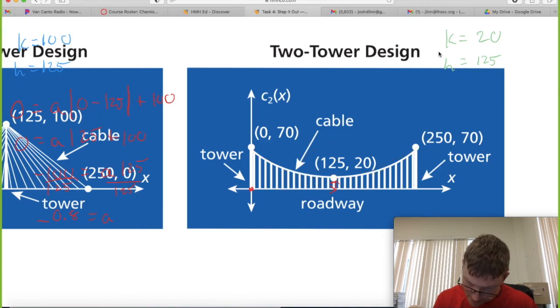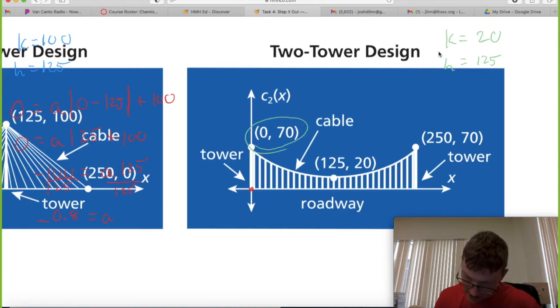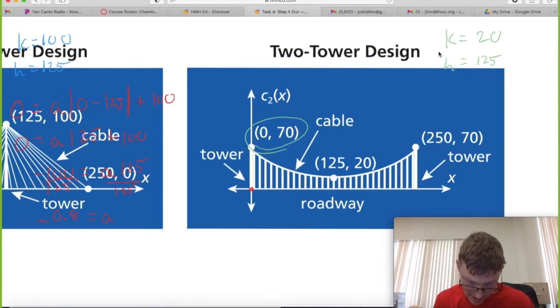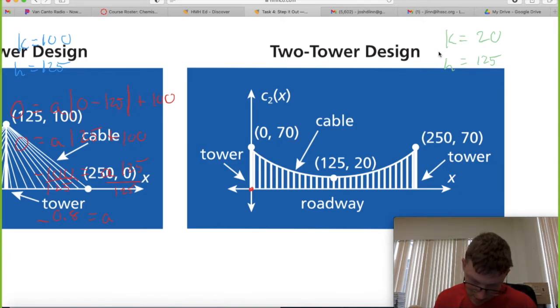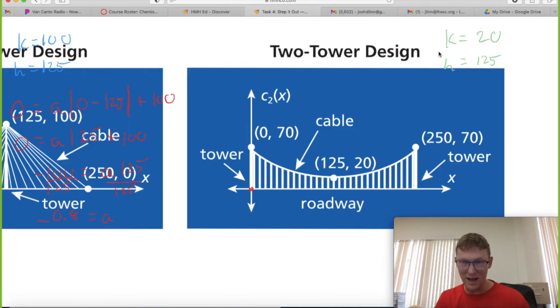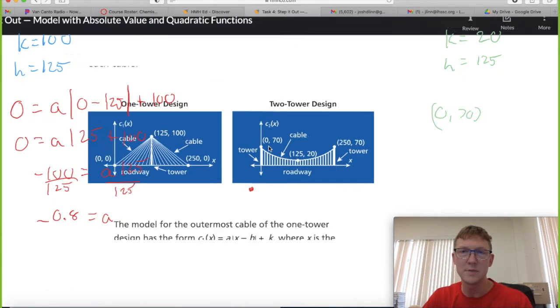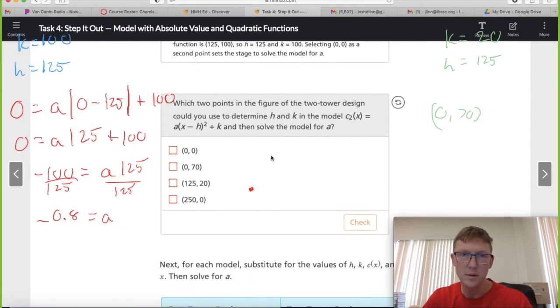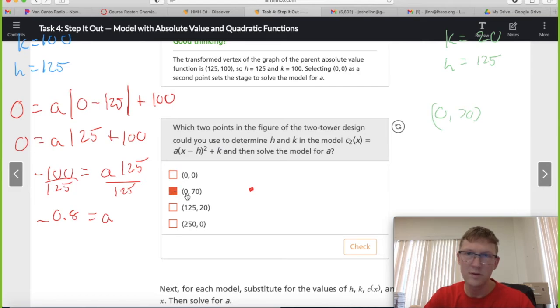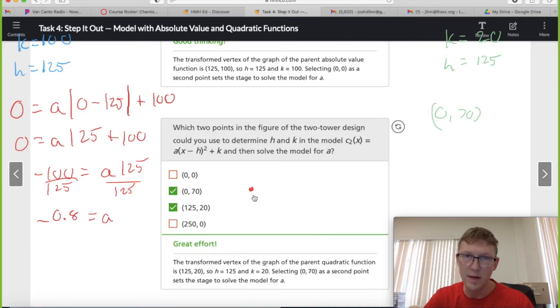And then this time, in order to solve for A, we're probably going to need to use this point. Again, you could probably use any point that you want. It doesn't really matter. I would pick this point because it's got that 0 in it. Every time you have a 0, math just gets way easier because anything times 0 is 0. So we're probably going to end up using 0, 70 for our point. So 0, 70 and that point.